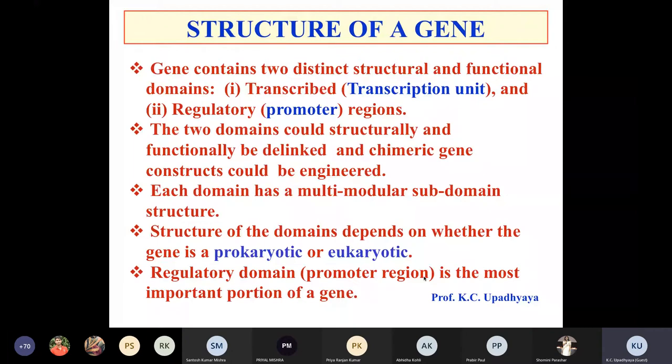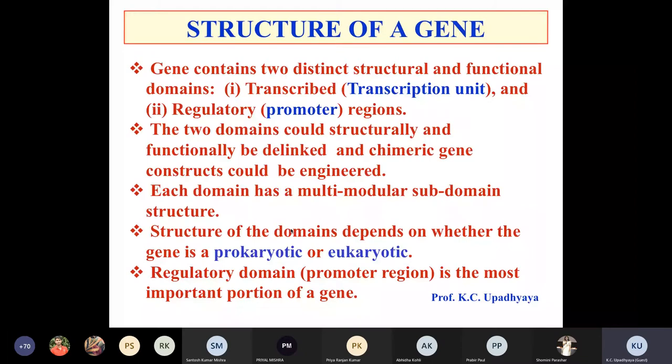And these two sequences, the transcription unit and the promoter sequences, we can delink because they're nucleotide sequences. By using restriction enzymes, we can delink these and we can recombine. Take the regulatory sequence from one organism, for example a prokaryotic organism, and the coding sequences from eukaryotic systems, and we can combine these, and a chimeric gene can be constructed. And then, of course, each domain has a multimodular subdomain structure. And these domains depend on whether a particular gene is prokaryotic or eukaryotic. So of the two domains, the transcription unit and the promoter sequences, the promoter sequences are the most important part of the gene.